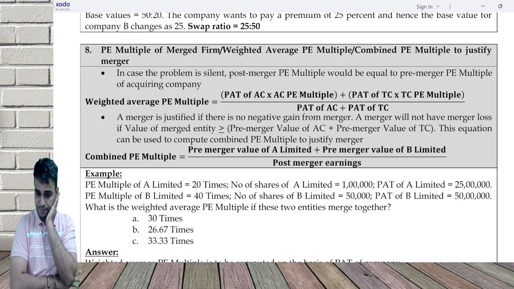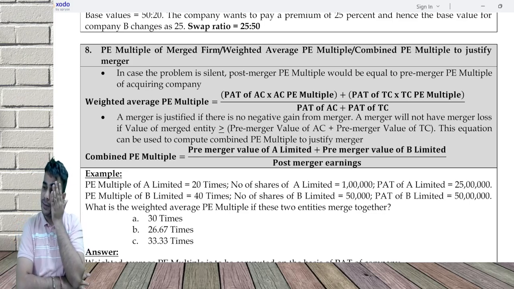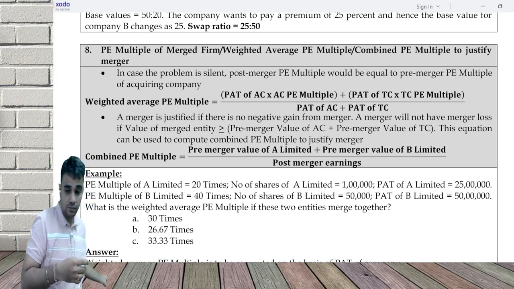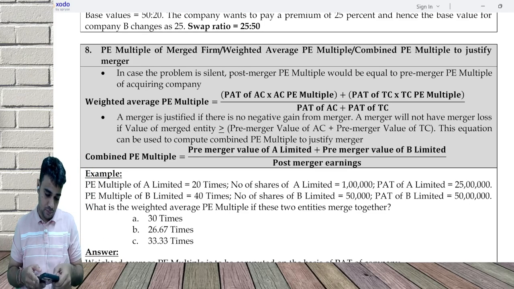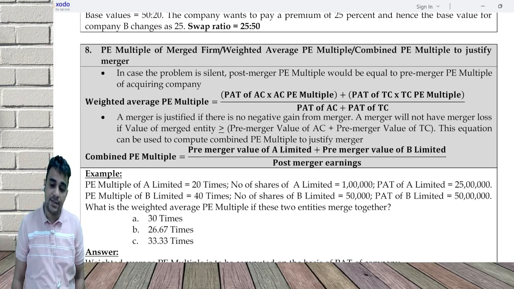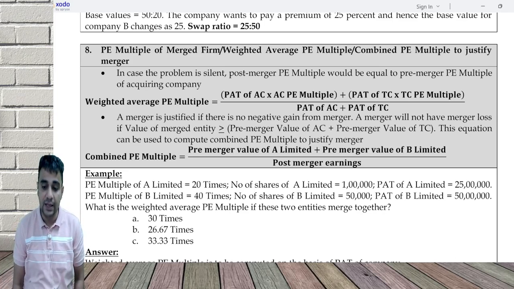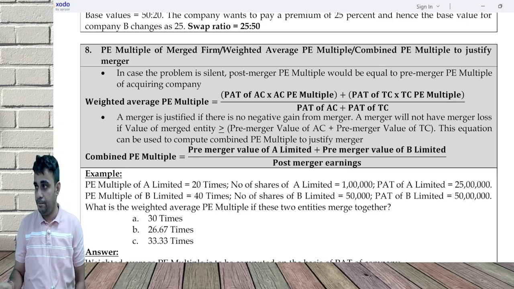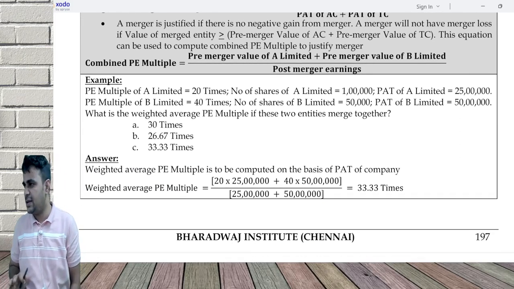Now you tell me the weighted average for this. There are numbers in front of you. Tell me the weighted average. Please do calculation. 20 into 25 plus 40 into 50, whole divided by 25 plus 50. 33.33. Whatever the answer you get, that's called weighted average.